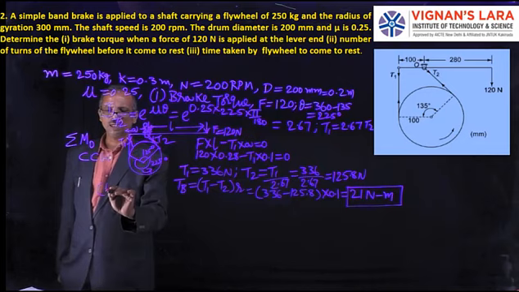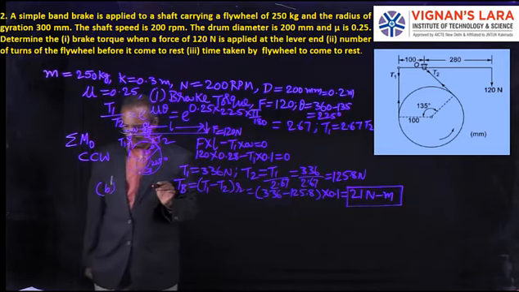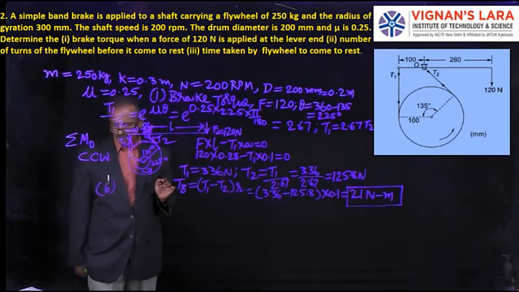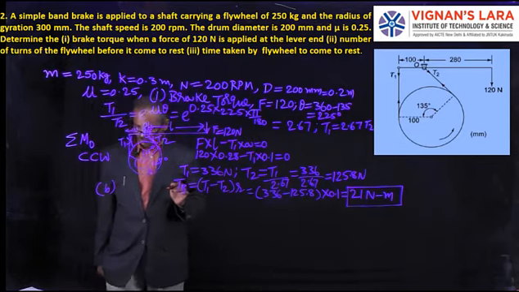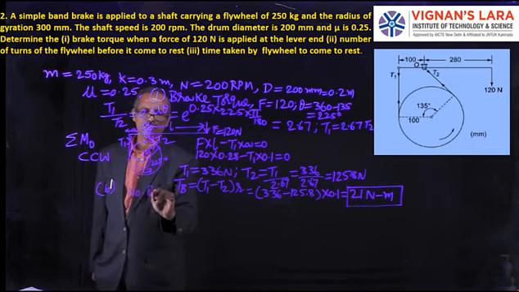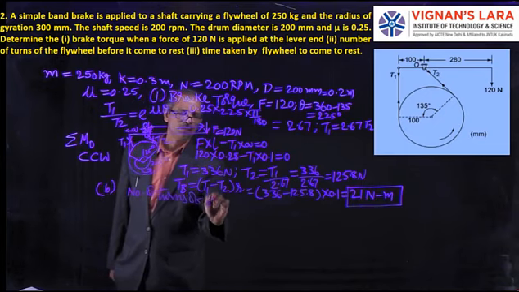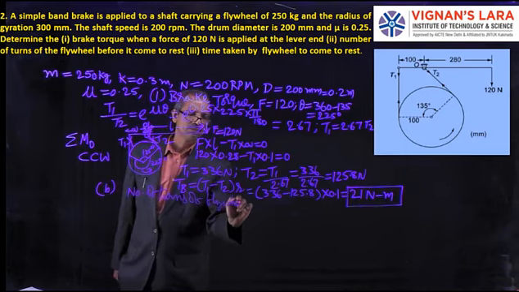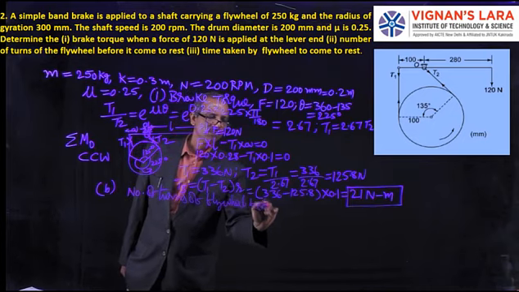Then coming to the second part of the problem. What is the B part? The part B is like this: the number of turns of the flywheel before it comes to rest.